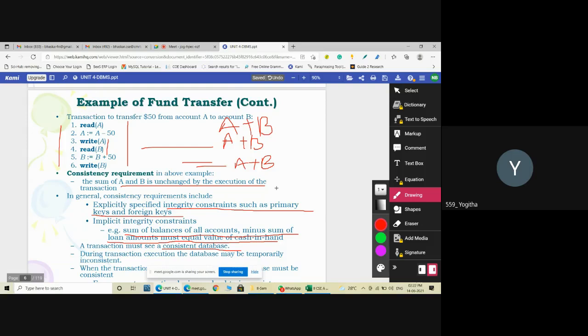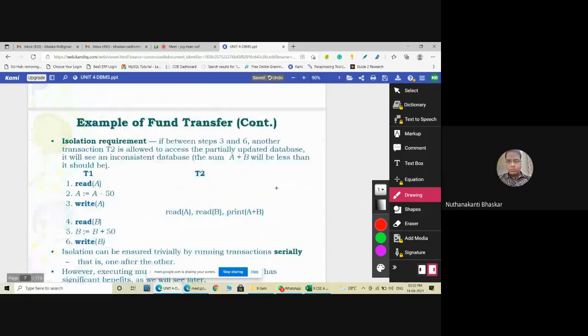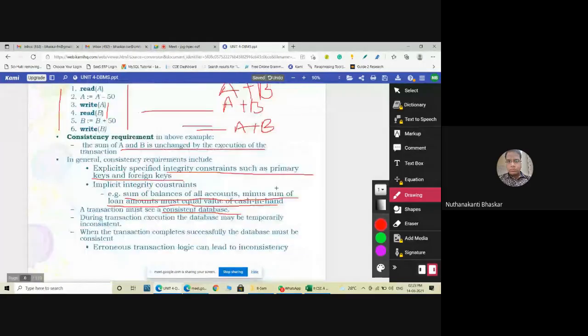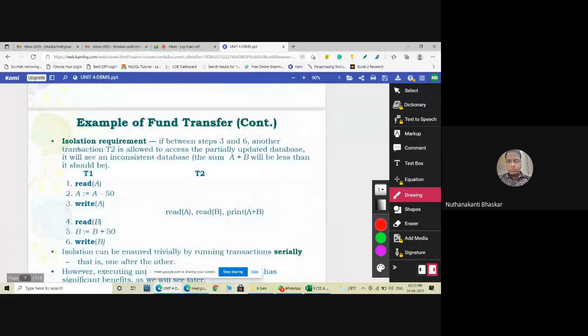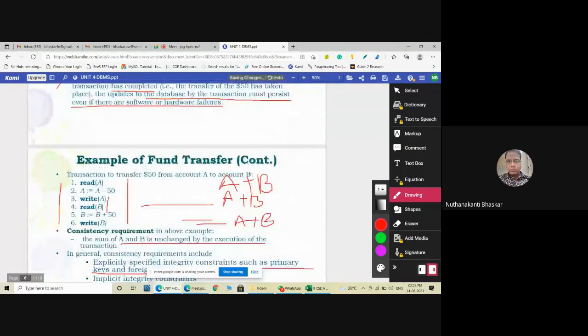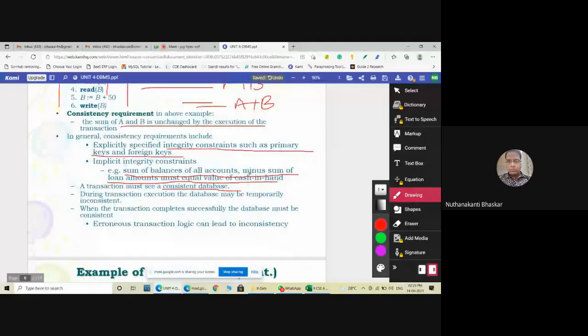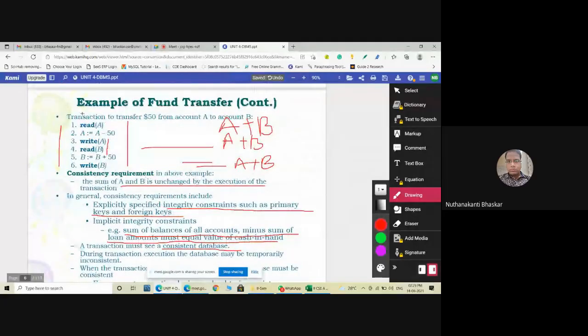Yes, sir. Now isolation. If you look at consistency individually, some meaning will come. After understanding isolation, you will get some more information about consistency. Here I have taken only one transaction, so that you can gain this type of knowledge.